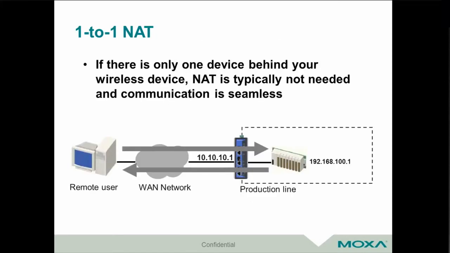Now, one-to-one NAT tends to be the most common, especially when you're doing a point-to-multipoint topology. The reason for that is that most wireless devices that are acting as clients are only going to have one device behind them. Typically, if you have one-to-one NAT, you don't need to have full NAT functionality in your wireless device. It'll just automatically bridge that connection through.